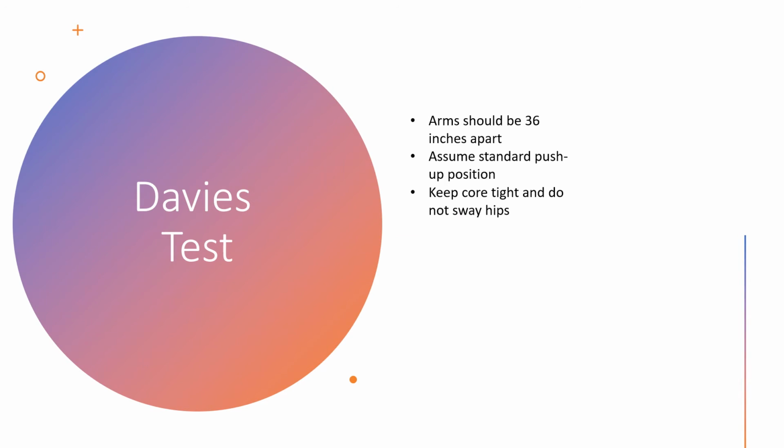So the next test that we will look at is the Davies test. For the Davies test, this was a very challenging one for me. Arms should be 36 inches apart, same standard push-up position. Keep the core tight and do not sway hips when touching arm to arm. You want to keep that core locked and you do not want to rotate.